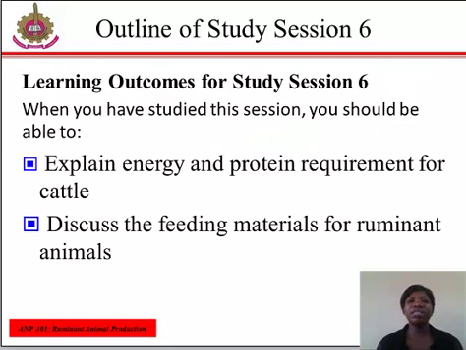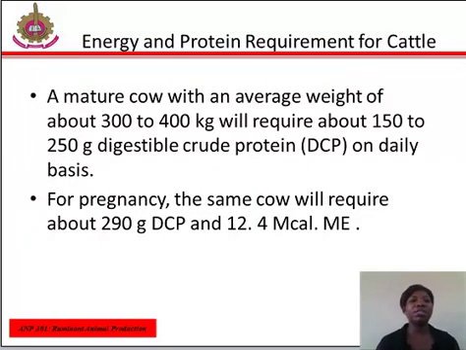animal. At the end of this study section, you should be able to explain energy and protein requirements for cattle. Secondly, you should be able to discuss the feeding materials for ruminant animals. Let's discuss these learning outcomes one after the other.